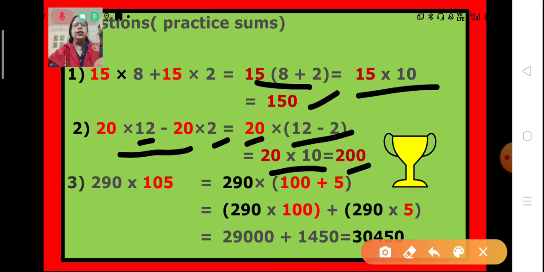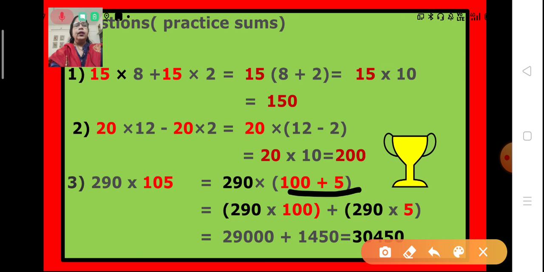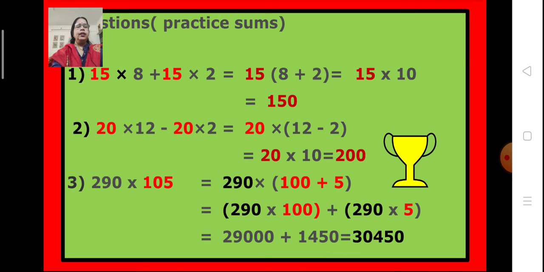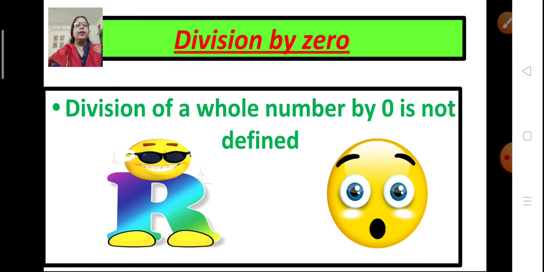Similarly, 290 multiplied by 105. 105 can be expressed as 100 plus 5, and 290 can be multiplied by 100, and then 290 can also be multiplied by 5, and both the products can be added. This is an easy way of doing it, isn't it? Then we get 29,000 here, and 290 multiplied by 5 we get 1,450, and adding them we get 30,450 as the answer. All right. So this is the way we simplify and solve these problems.